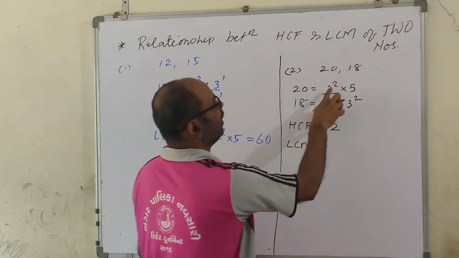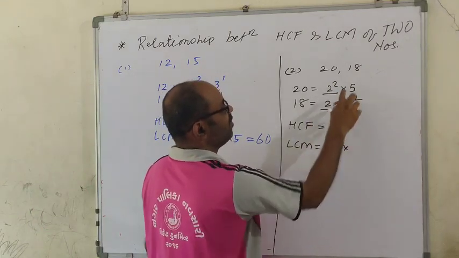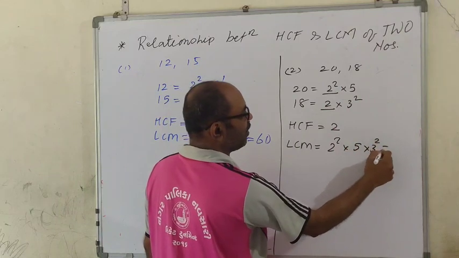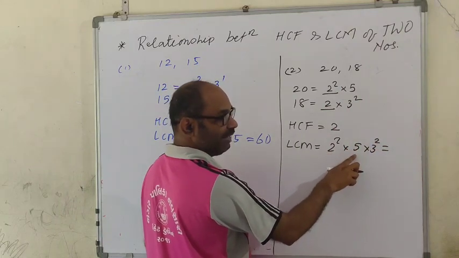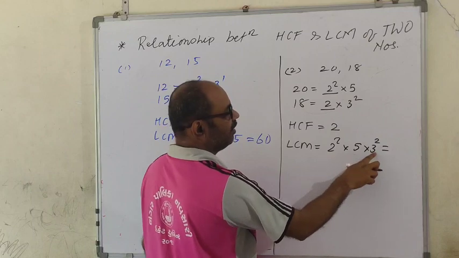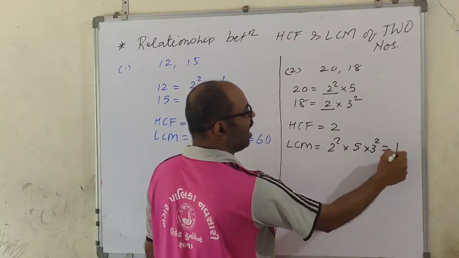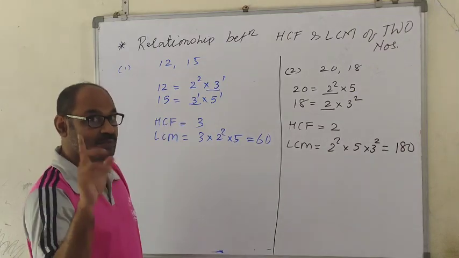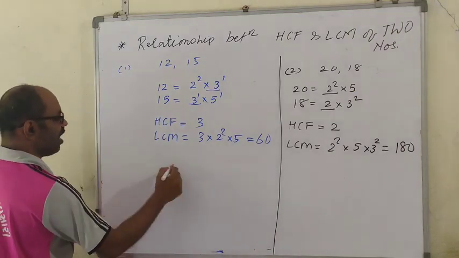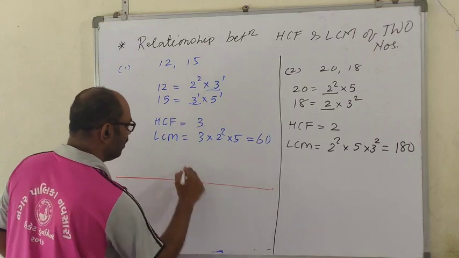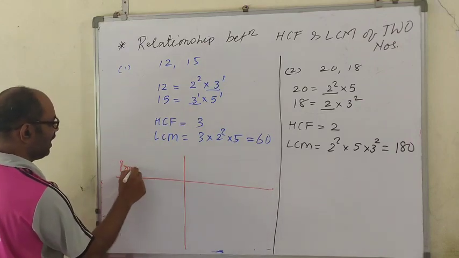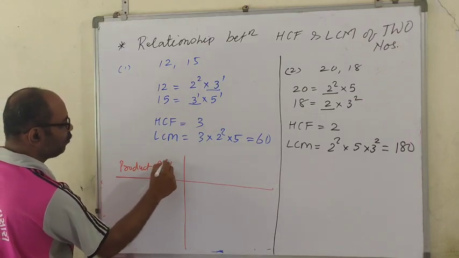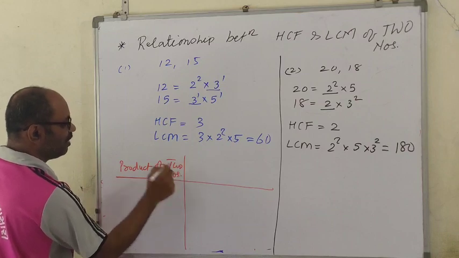Correct? Okay. Higher index is 2 square. And the remaining ones are 5 into 3 square. Correct? 5 fours are 20. Correct? And 3 square is 9. 20 nines are 180. Now something that you have to observe and understand. First, I am going to find product of two numbers.